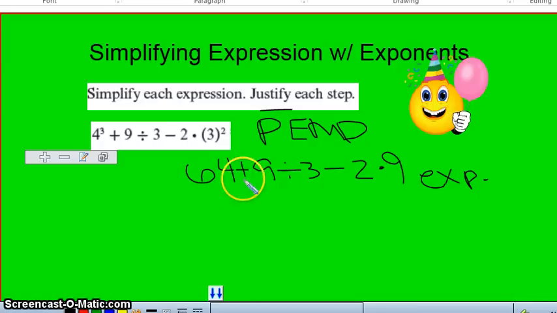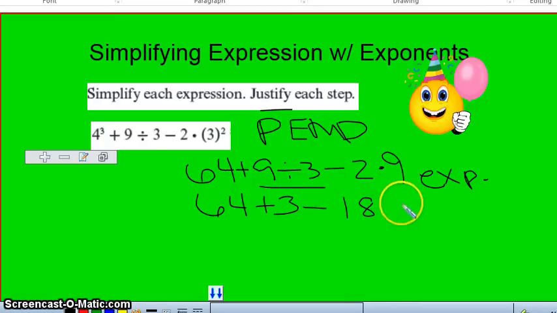So we've got 64 plus 9, that's adding, but here we've got 9 divided by 3. So we want to do 9 divided by 3. So we start out with that 64 plus 9 divided by 3 is 3, minus, and then here we've got some multiplication. 2 times 9 is 18. So there we've done multiplication and division.